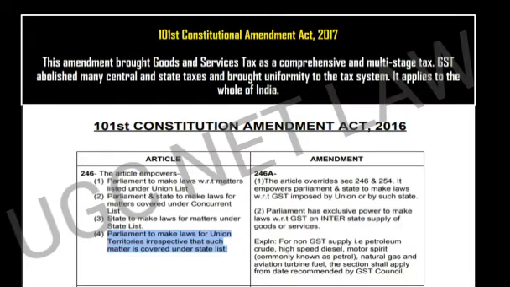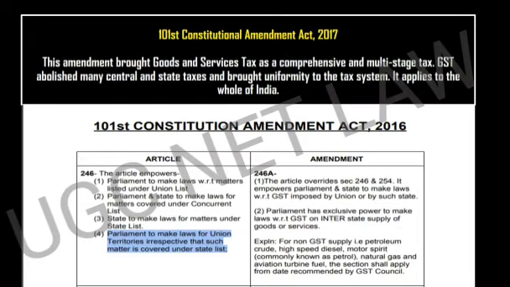Here I specifically put the 101st Constitutional Amendment Act because of Article 246, whereas the amendment is Article 246A. It is easy to distinguish between these two articles. Here you have to study three articles: Article 246, Article 246A, and Article 254. This is all regarding goods and services taxes.